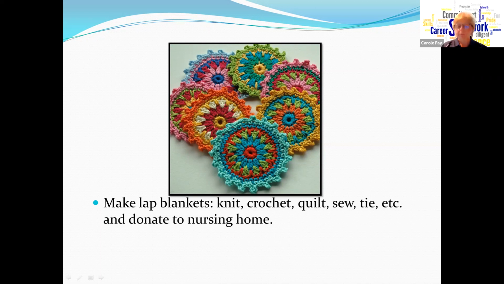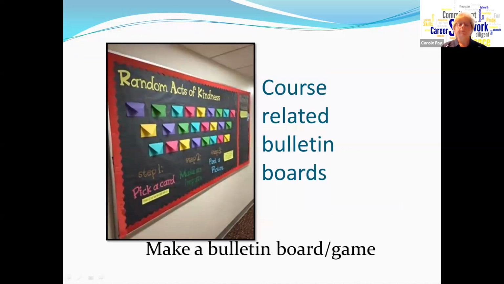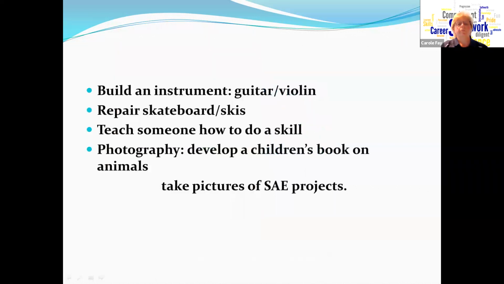So it doesn't have to be artificial yarn. They could use cotton, they could use wool. There's all kinds of opportunities. Again, you could tie it back to ag. So they could do course-related bulletin boards. Again, this is if you're getting back in school. If you know that you're going to have a unit coming up on something to do with animal science, they could do an animal science related game as a bulletin board, and that could be an SAE project.